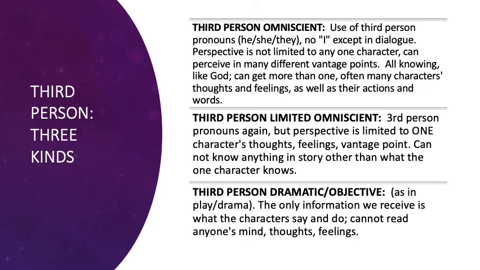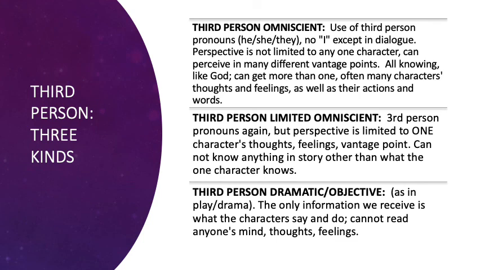Limited omniscient means you can only get into the mind of one character, so it's kind of like first person. You can tell me what one character is thinking and feeling, but not any others. And then dramatic or objective means you can't get into the mind of any character. It's like watching a play. When you watch a play, you can't see what anyone is thinking or feeling. It's not told to you. You can only see what people are doing and saying.